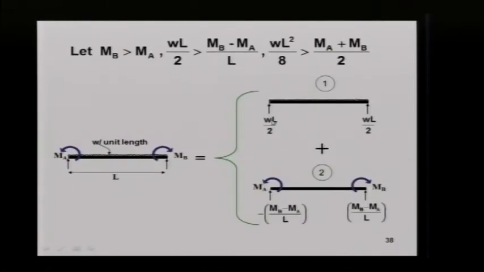Now in this case, MB is greater than MA, right? So if MB is greater than MA, you will get a negative shear here. You better go and check that out for yourself. In the earlier example we did, MA was greater than MB, so you got a positive uniform shear. Here we are reversing that, so you will get a negative uniform shear. Here the shear will be triangularly distributed, 0 here, positive here, negative there, right?